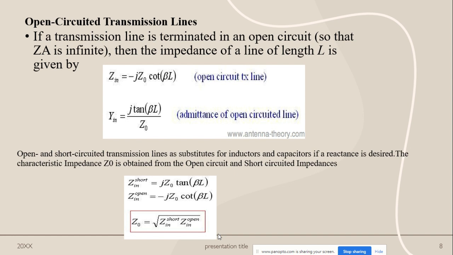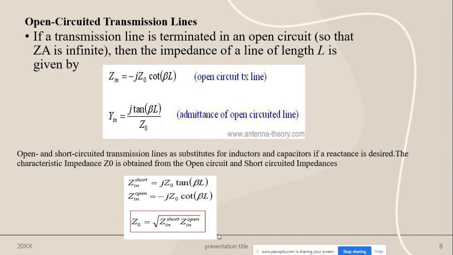These open circuited and short circuited transmission lines can be used as substitutes for inductors and capacitors whenever we want to add some reactance. So ZOC and ZSC can be written like this. ZSC can be written as j Z0 tan beta L, and ZOC can be written as minus j Z0 cot beta L.